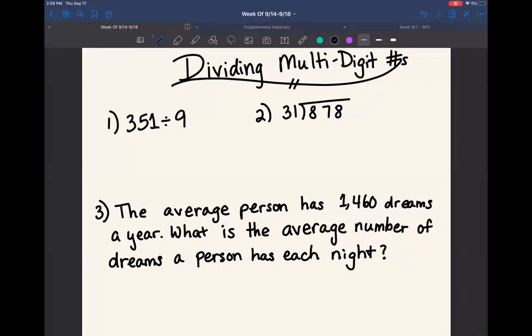we have to hurry through our dividing multi-digits. Dividing is what I like to call reverse multiplication. My goal is to look for what number times this other number will give me the answer I'm looking for. So in the first example, 351 divided by 9, I am looking for something times 9 that's going to equal 351.